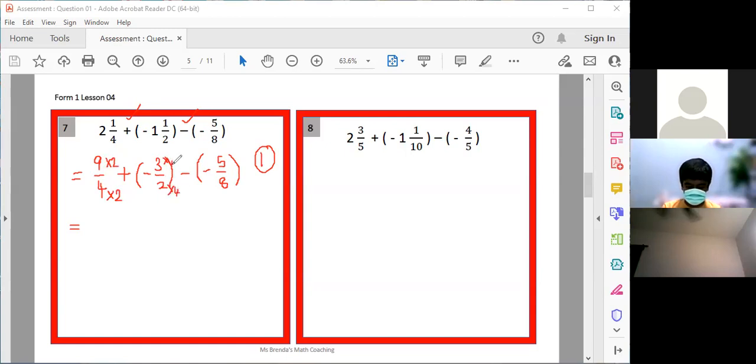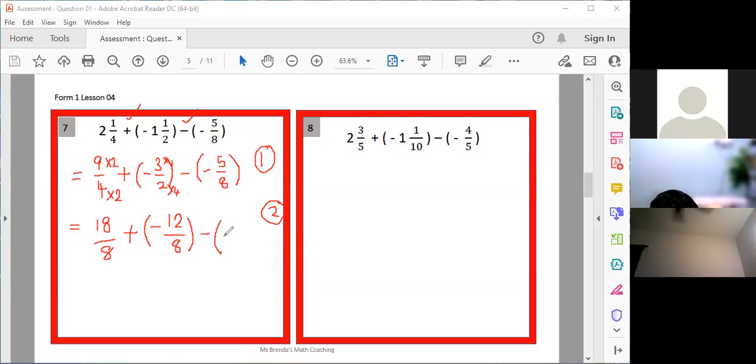So now step 2 will be writing out all those answers that you got. What is 9 times 2? 18 over 8. But don't make a mistake, plus, keep the brackets. Negative, this is 12 over 8. And then minus negative 5 over 8.